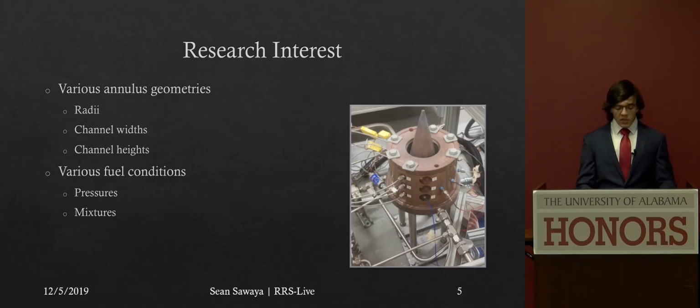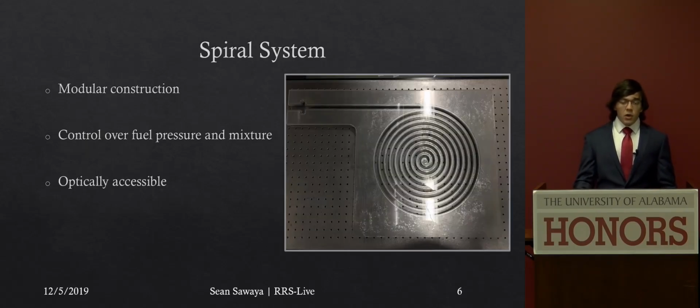So instead, what we have designed is a spiral system. This allows us to test multiple different radii at the same time, and it being a modular system as well, we could have multiple different spirals, which will allow us to have different channel widths and channel heights as well. Then we're going to have a full valve system leading into the spiral that allows us to control the fuel pressure and the mixture that is going into the spiral.